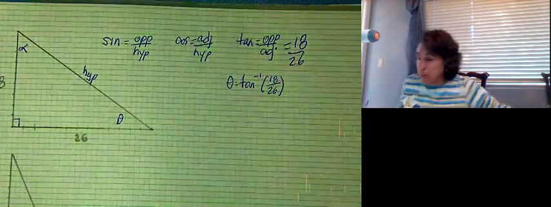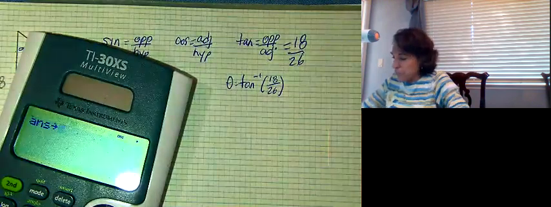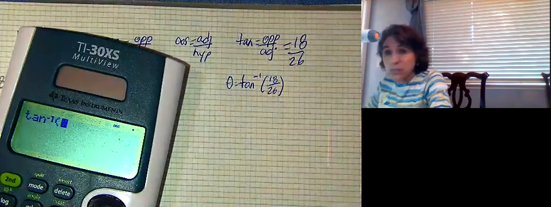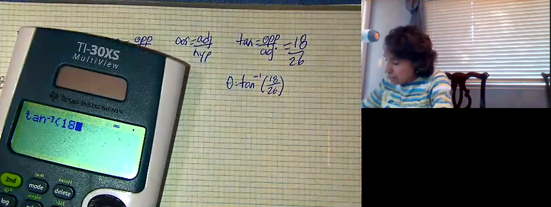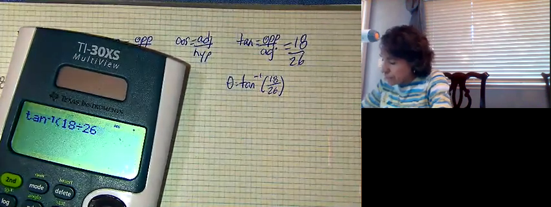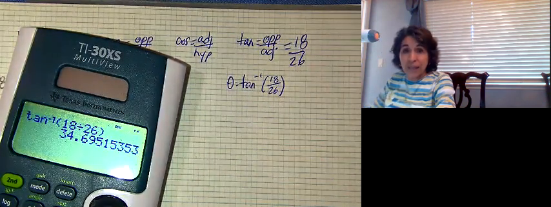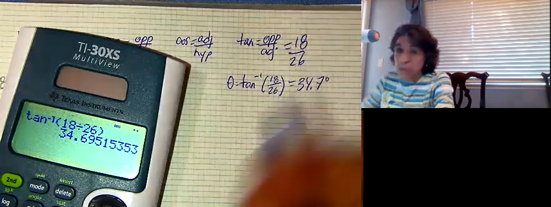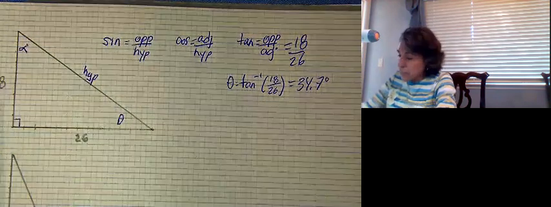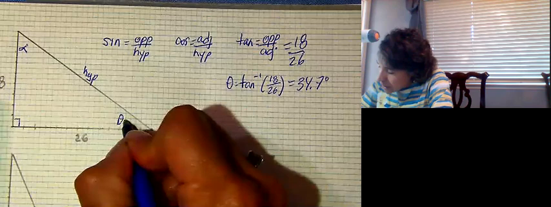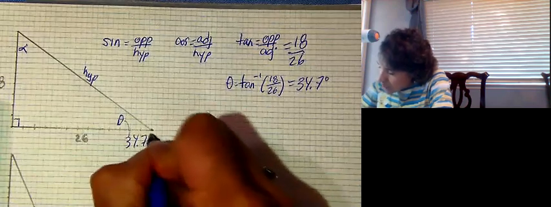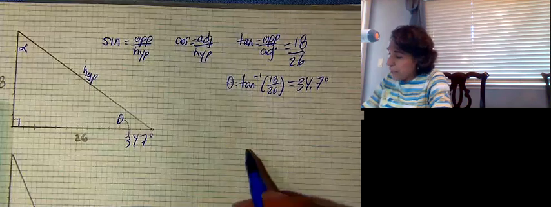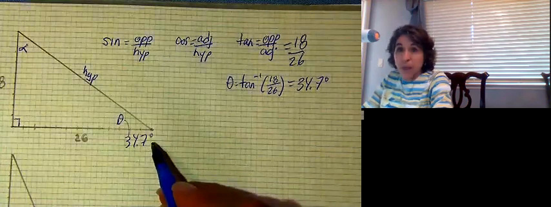My calculator's here. Here we go. All right, so I'm going to do arctangent, use the green button. Arctangent, 18 divided by 26. And I get 34.7 degrees. All right, so this angle I know here is 34.7 degrees.